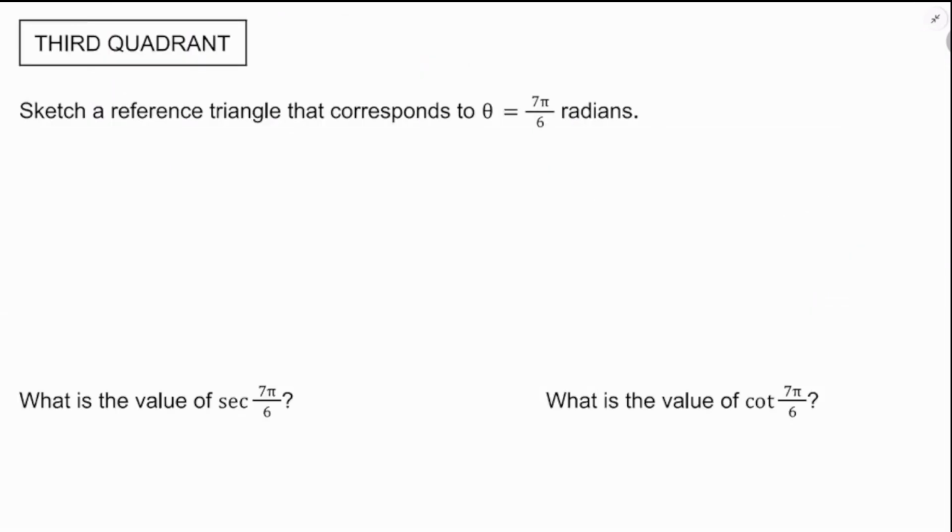All right, now I'm going to speed it up a little bit. We're going to move into the third quadrant. We're going to sketch a reference triangle that corresponds to 7 pi over 6 radians.